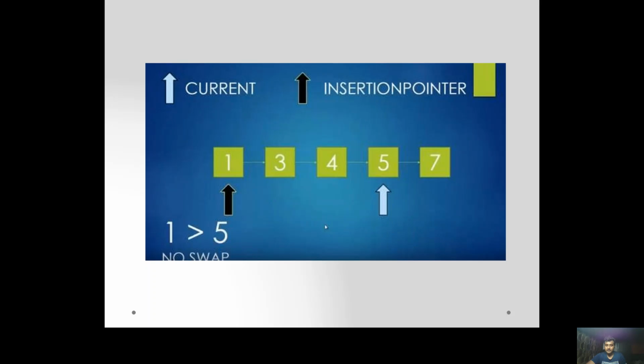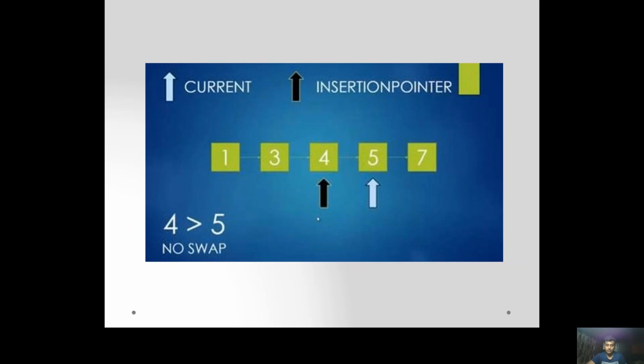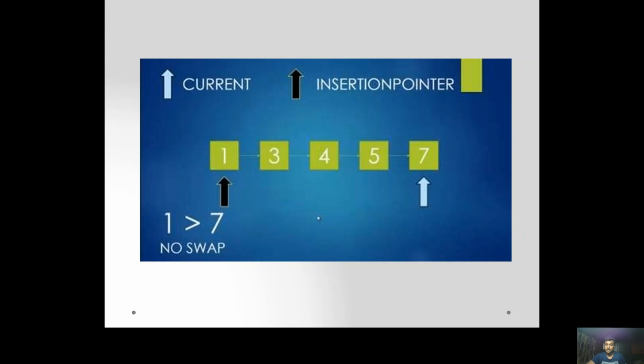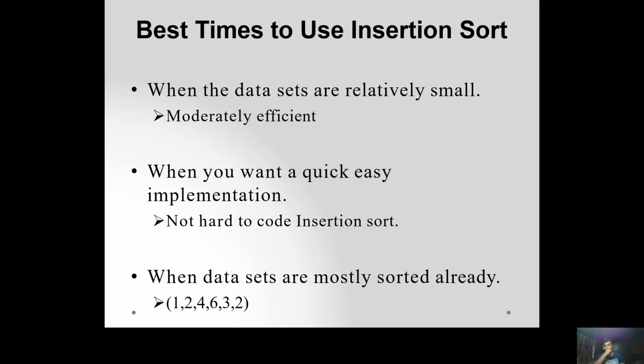Now we compare 5. 5 is greater than 1, so we don't change it. 5 is greater than 3, so no swapping. 5 is greater than 4, so no swapping. Then we go on to 7. 7 is greater than 1, 3, 4, 5. So basically, it is sorted.